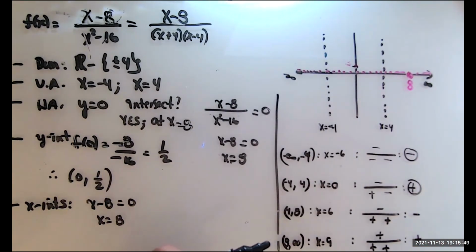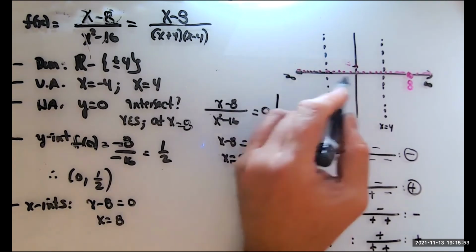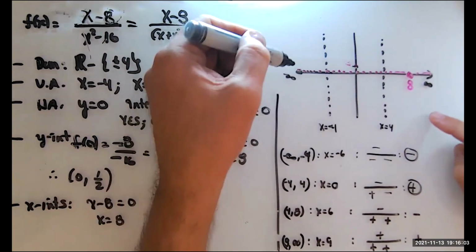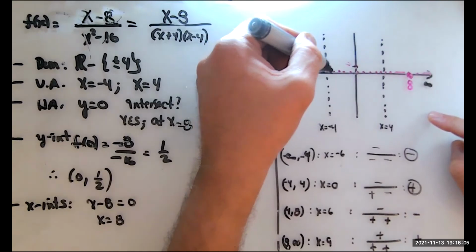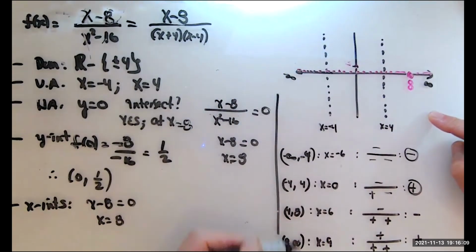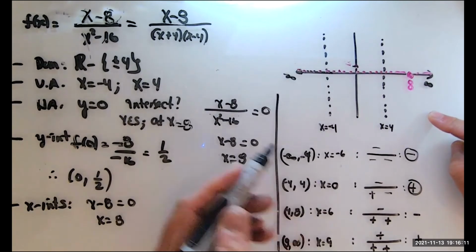Okay, so let's see what we have. That's what we know. Of course, -4 and 4 are not part of the domain. That's it, no other x-intercept, only one at 8. Okay, so negative infinity to negative 4, negative 4 to 4, 4 to 8, 8 to infinity. Those are my subintervals. Choose any number.